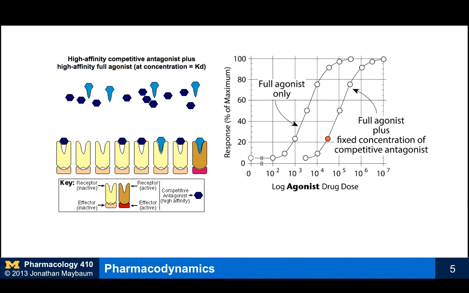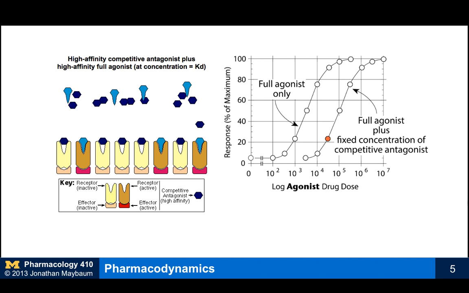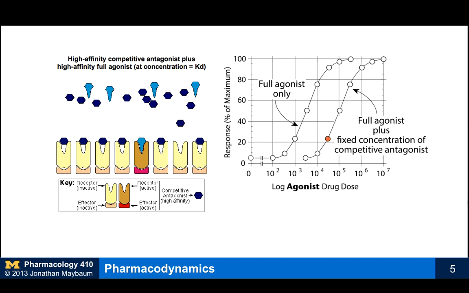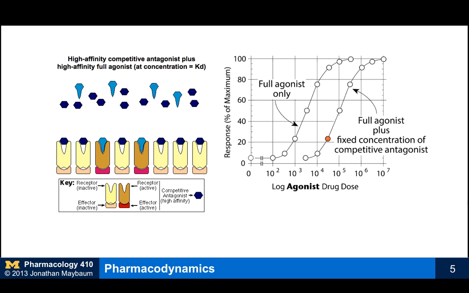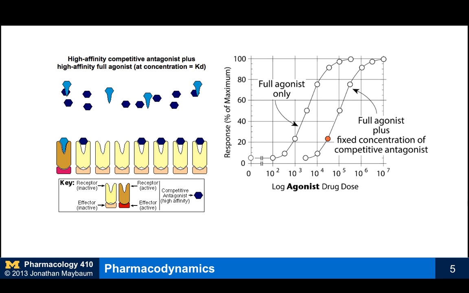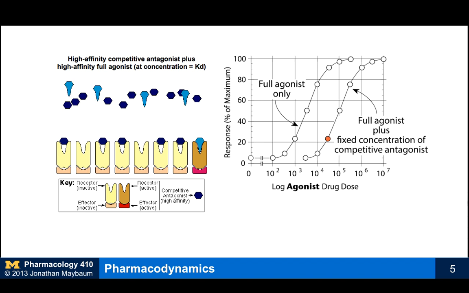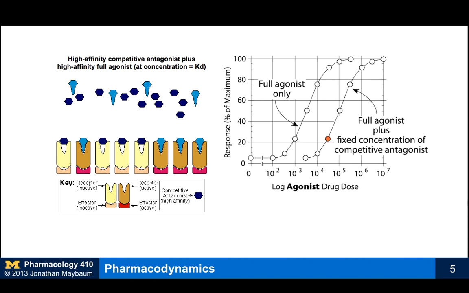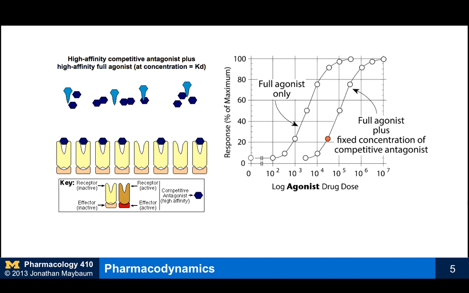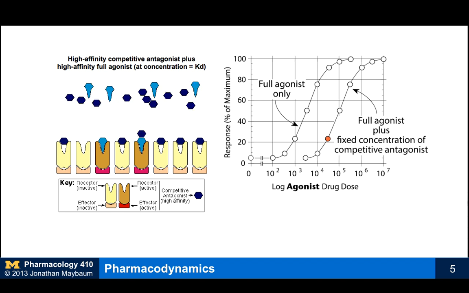Here's that same dark blue ligand along with the first ligand that we saw, the light blue, high affinity, full agonist, with that agonist being present at a concentration equal to its KD, just like in the first animation. Watch what happens at the binding sites. You'll see lots of times when the dark blue ligand is sitting in the binding site, and then a light blue ligand tries to bind there, but it can't because it's being blocked by the dark blue ligand.